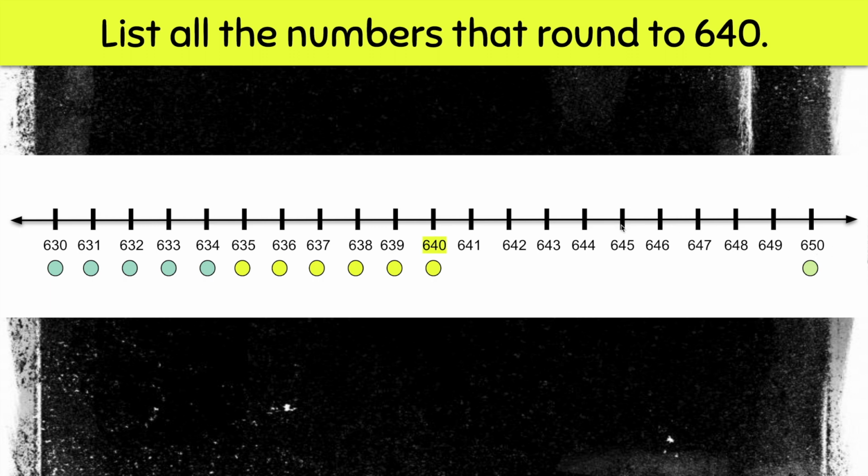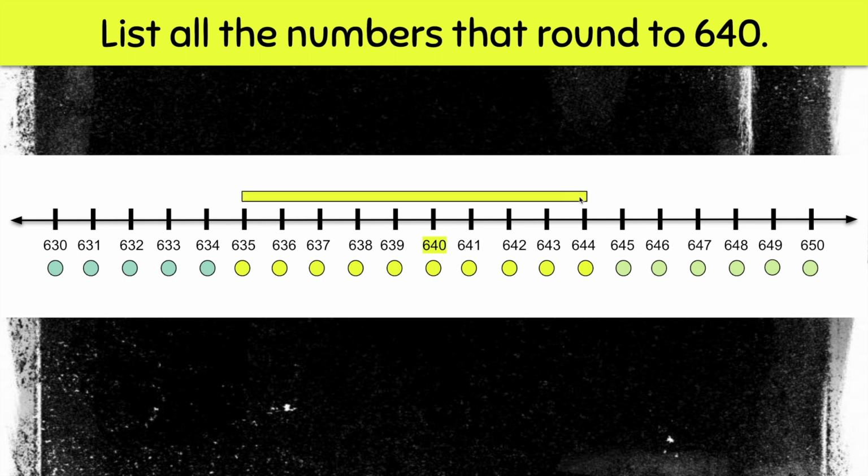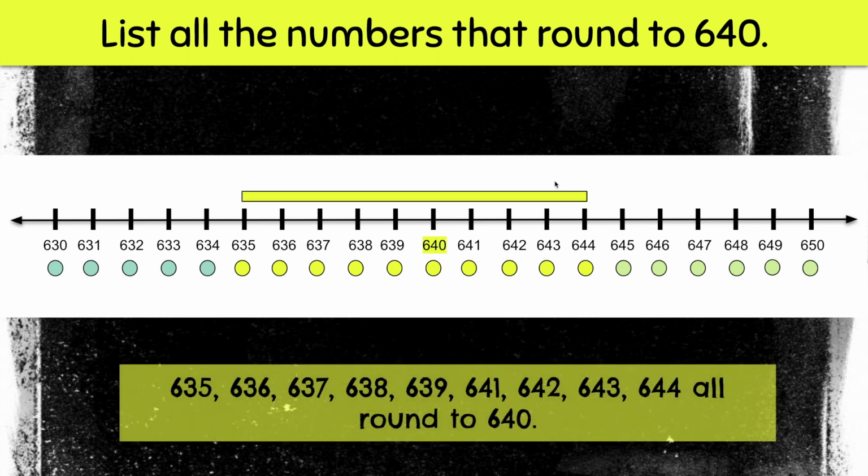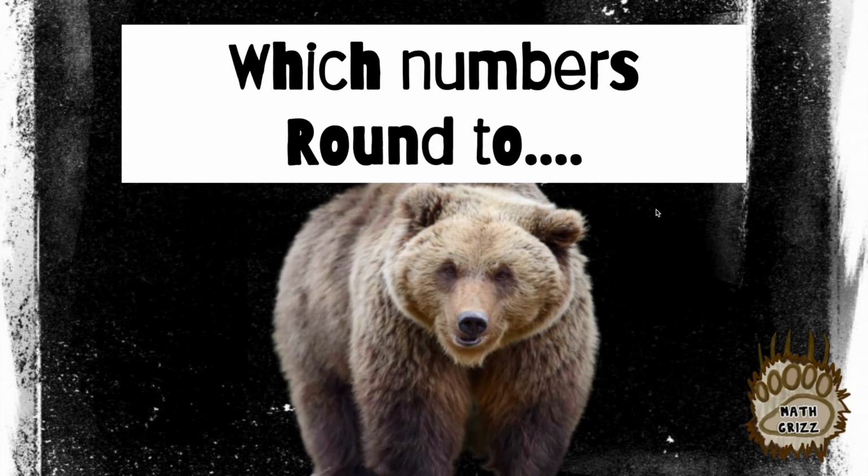Halfway is 645. Anything less than that will round to 640 because it's closer to it, and anything halfway and greater will round up to the next 10 because it's closer to this one. So we know that from 635 to 644, all those numbers will round to 640.